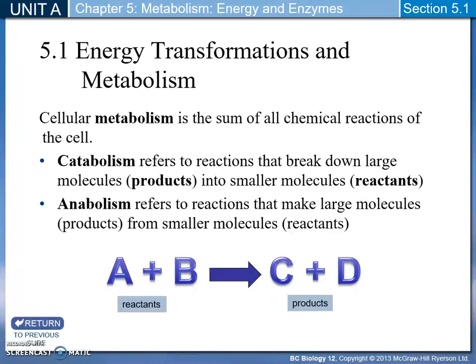An anabolic reaction, or anabolism, refers to reactions that make large molecules from smaller molecules. And you can see how they have it drawn out there for you with a diagram.